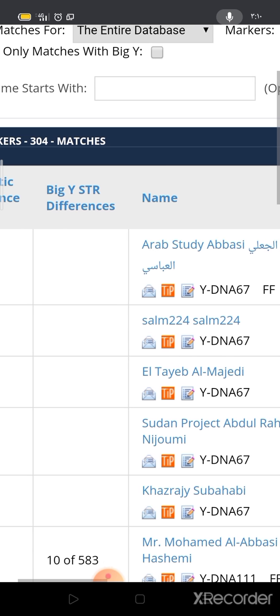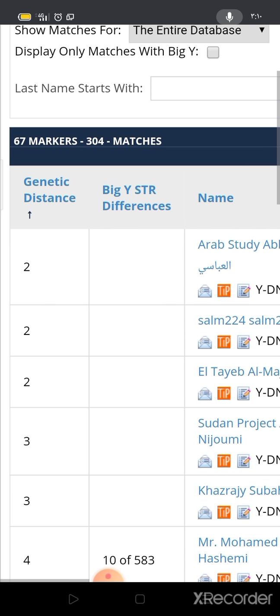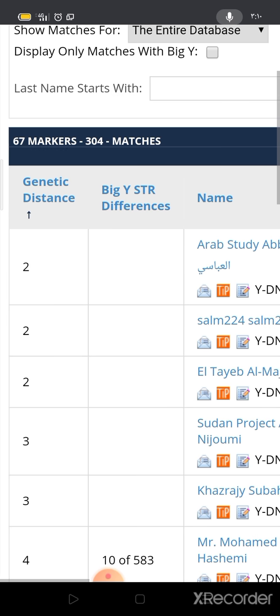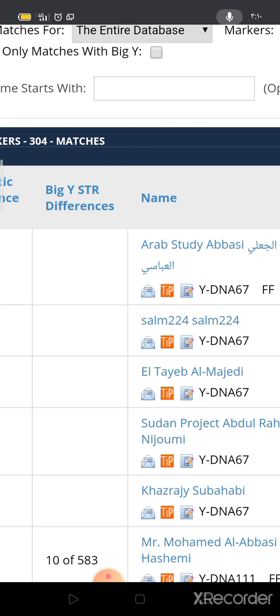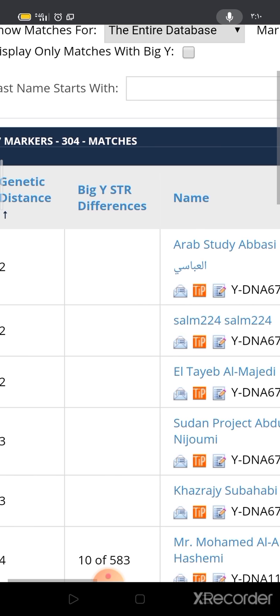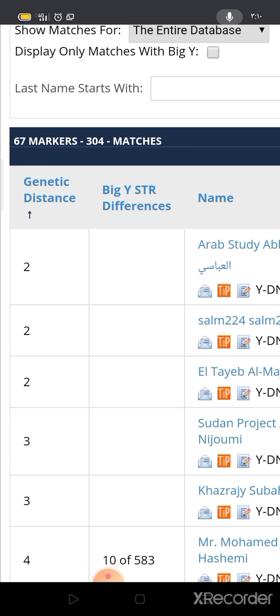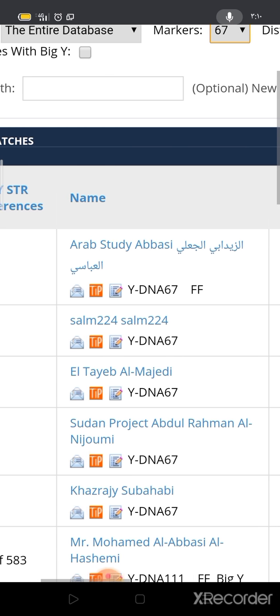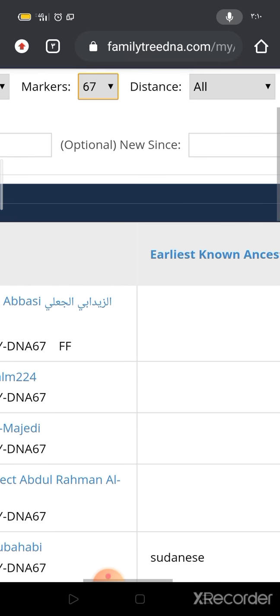Here we have the first one. He is from my same tribe, and he is in my same branch. He's from the Jalin tribe, so the same tribe. And here we have a genetic distance of 2, but we have different branches inside the tribe. Okay, this is about 67 markers.